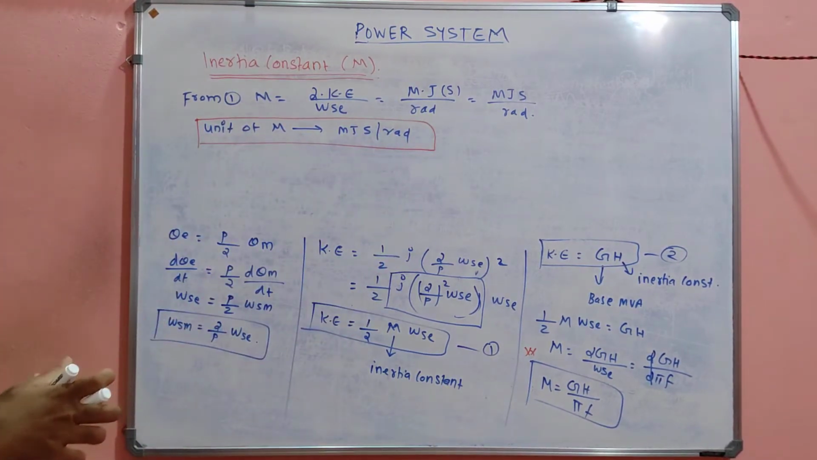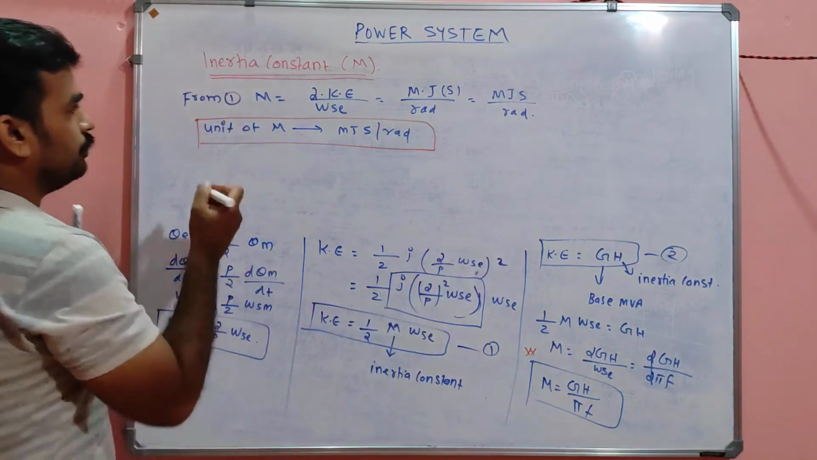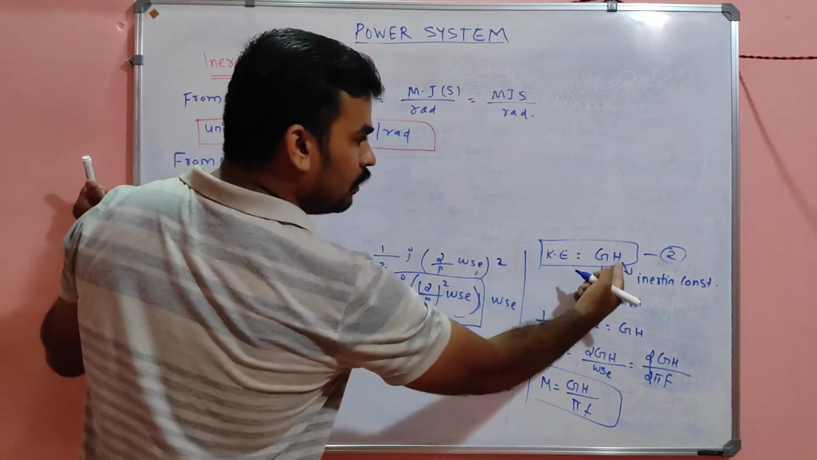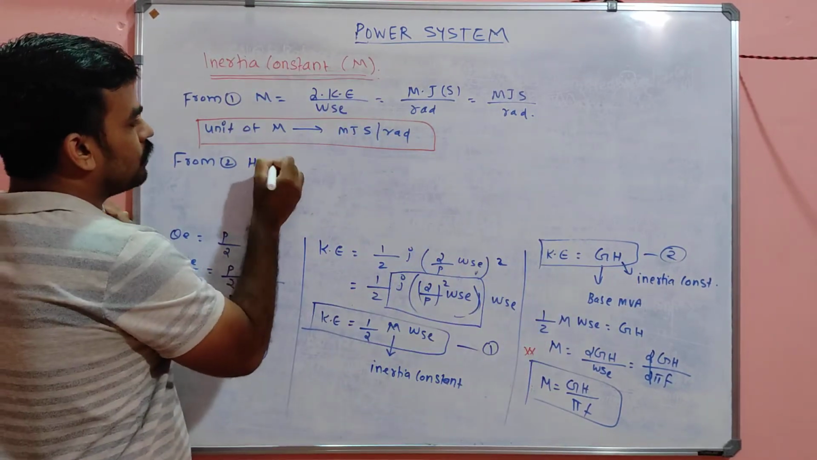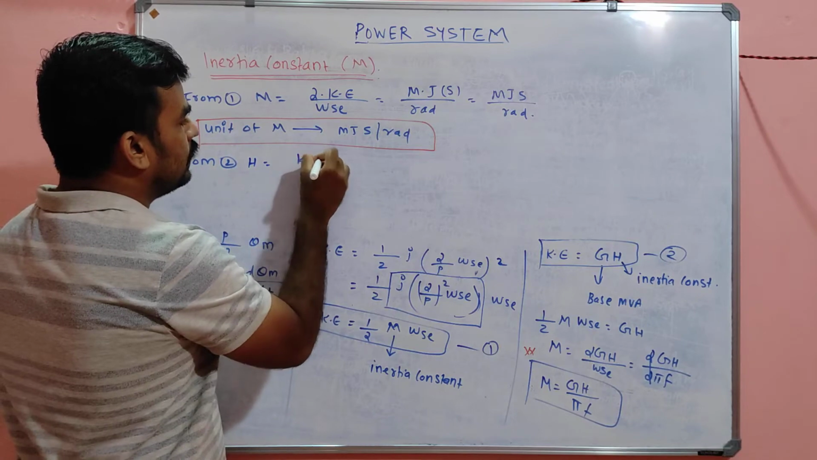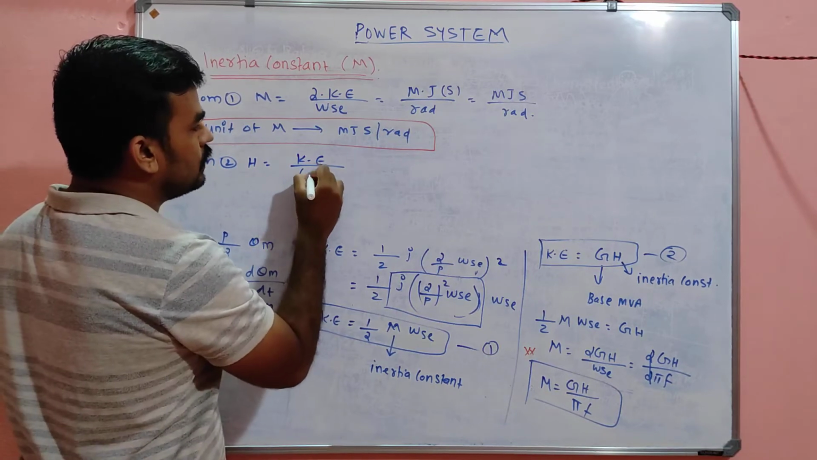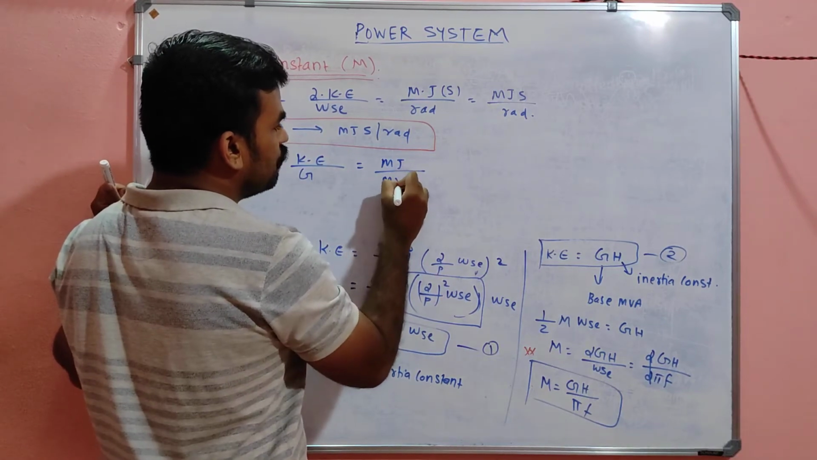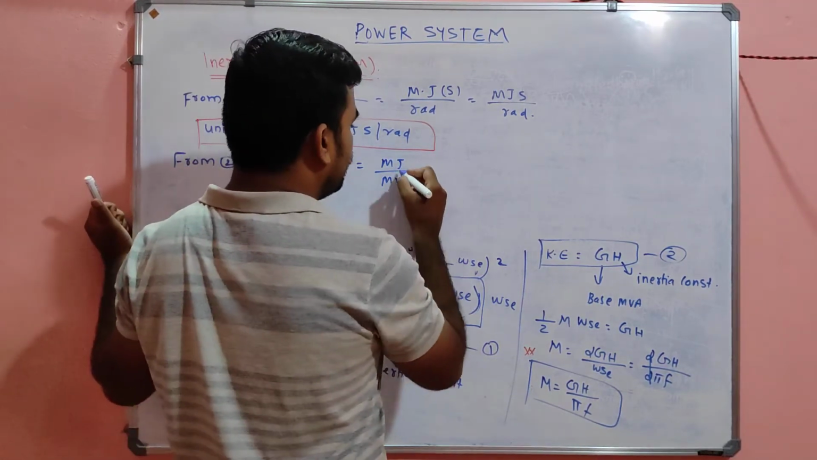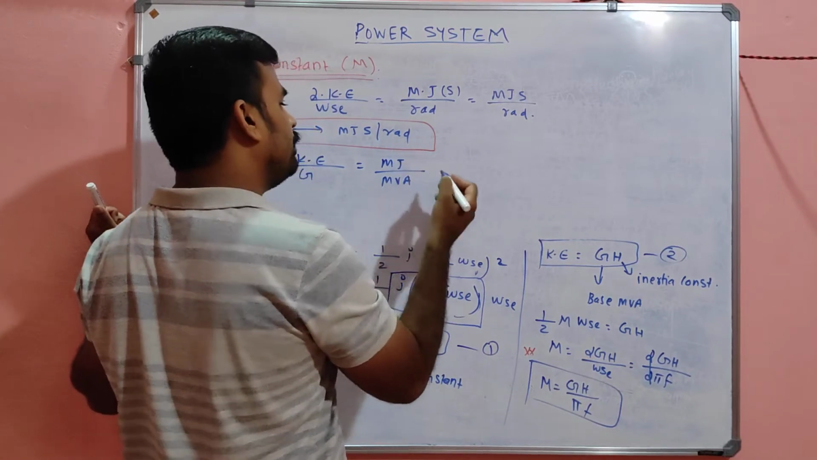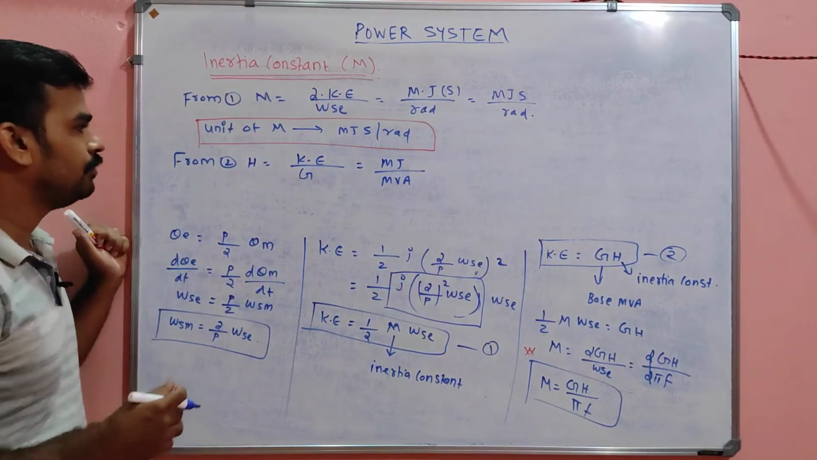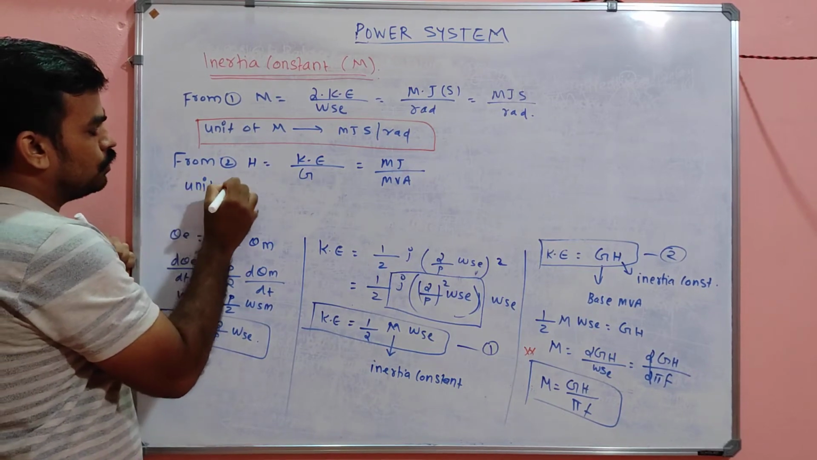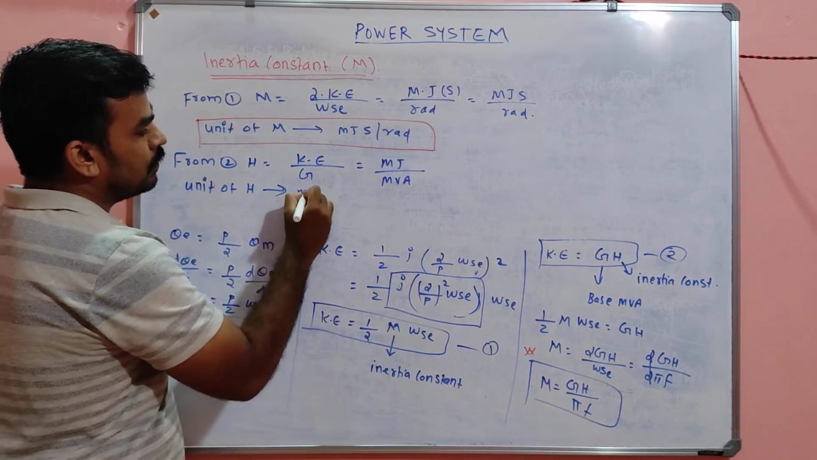Next, from 2, the inertia constant H will be K divided by G, which is nothing but megajoule divided by MVA, correct? Megajoule by MVA. So megajoule per MVA is the unit of H.